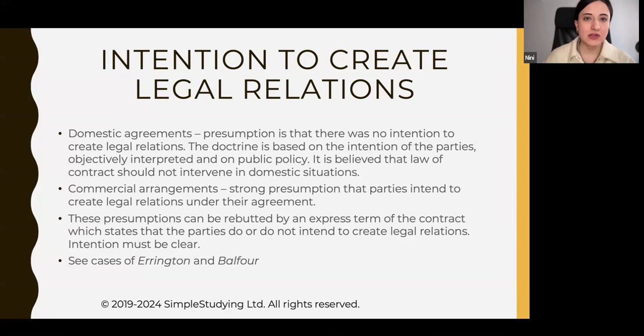The same thing with this. If it's a domestic agreement, yes, the first thing you should consider is that there is no intention to create legal relations, but this can be rebutted. So it all depends on the facts of the case, and you have to provide a critical analysis by reference to the case law. Commercial agreements: strong presumption that parties intend to create legal relations when we are talking about business. See the cases of Errington and Balfour.